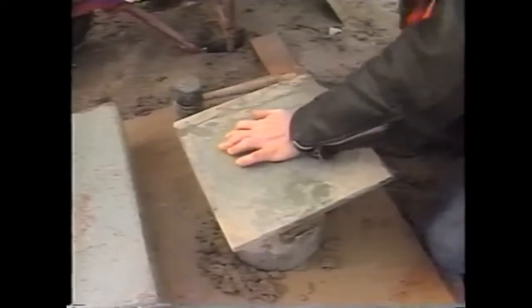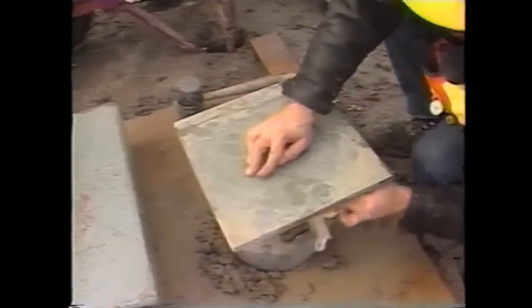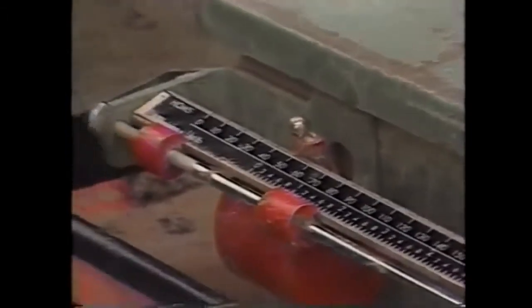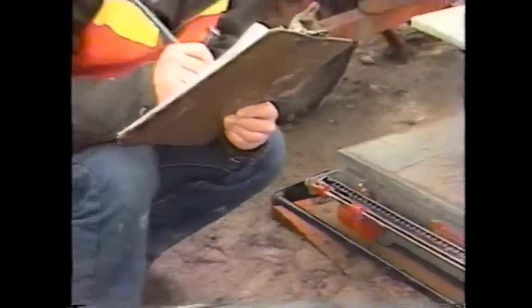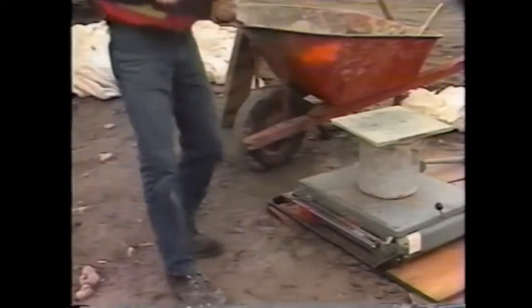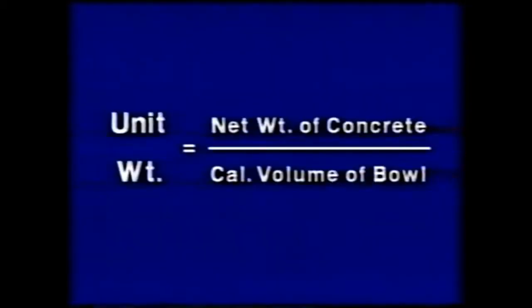Then all excess concrete is cleaned off the outside of the bowl, and the filled bowl and strike-off plate are placed on the scale or balance. The net weight of the concrete is determined by subtracting the empty weight of the bowl from its filled weight. To calculate the unit weight, the net weight of the concrete is divided by the calibrated volume of the bowl.